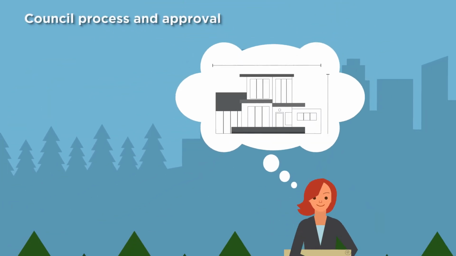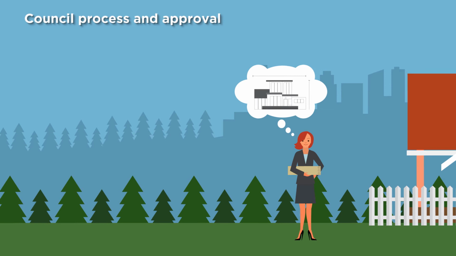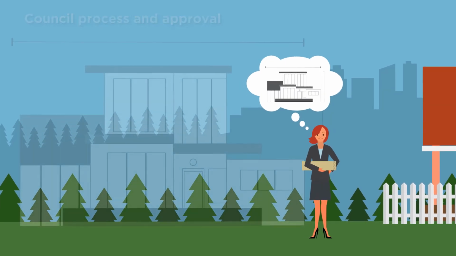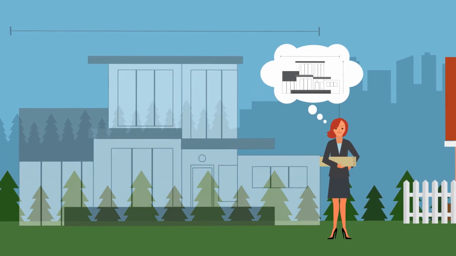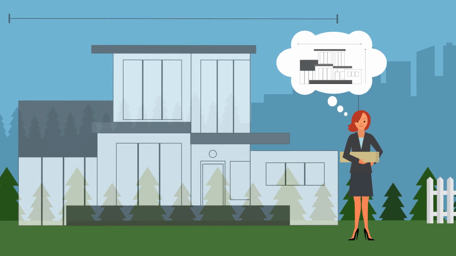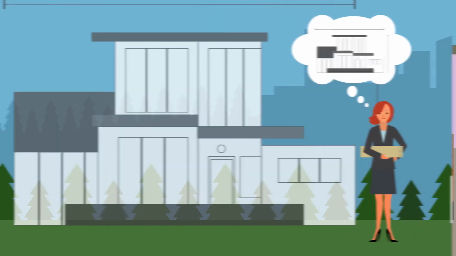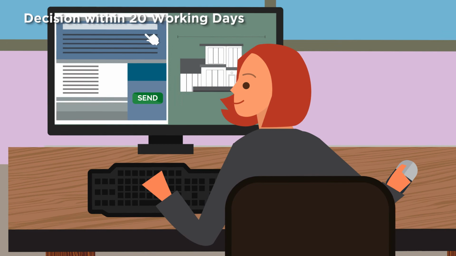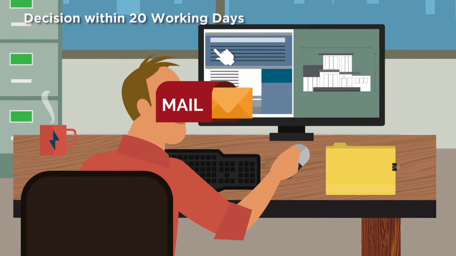Council will assess your proposal and then visit your property. They will assess the effects on your neighbours and the surrounding area. If you have provided your neighbours written approval with your application, then the planner will not need to consider if they are affected. As long as all the relevant information is supplied, Council will provide you with a decision after 20 working days.